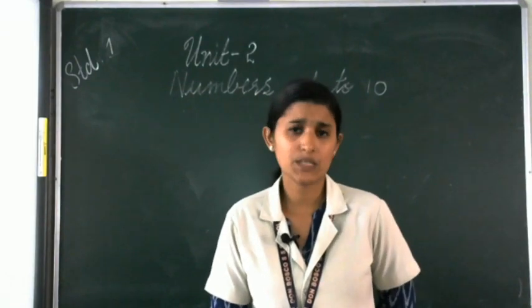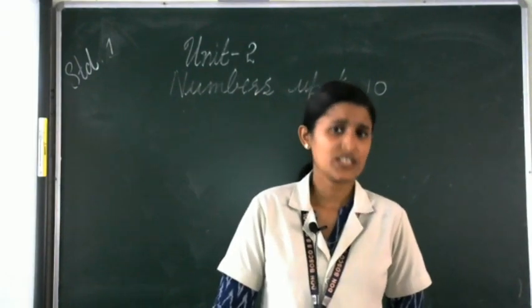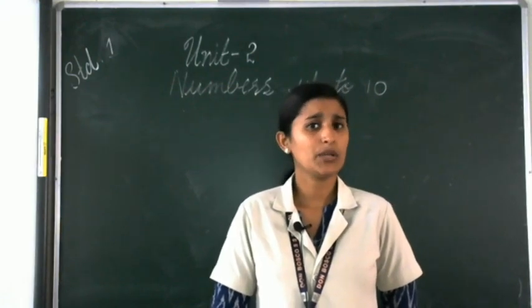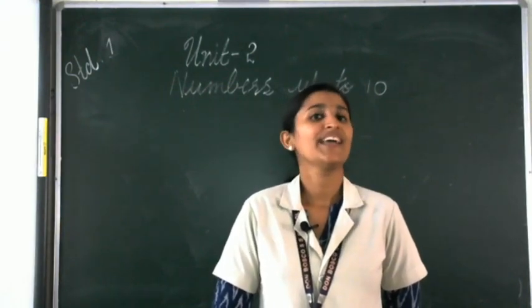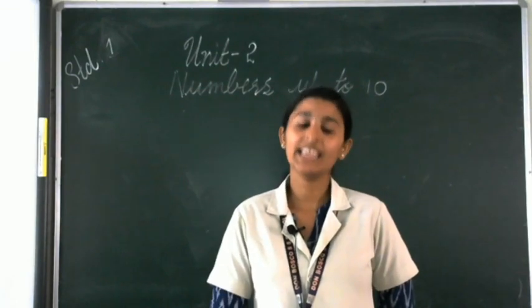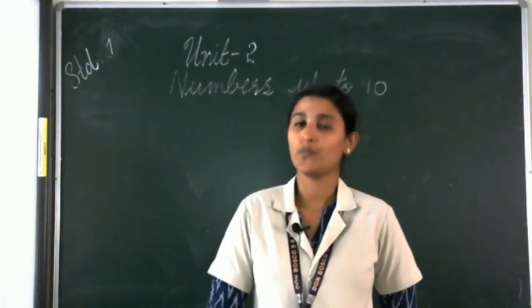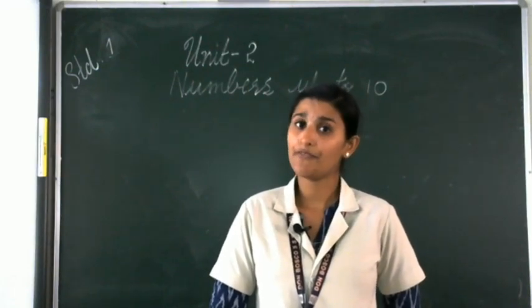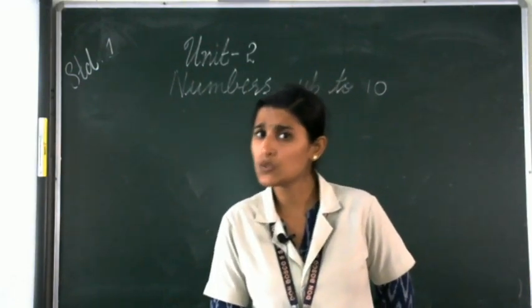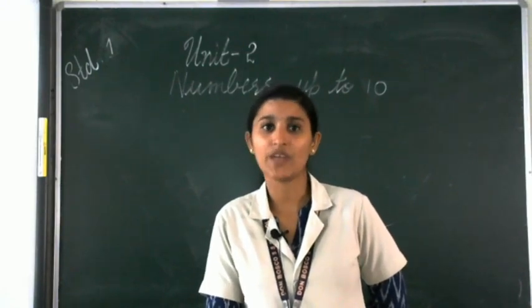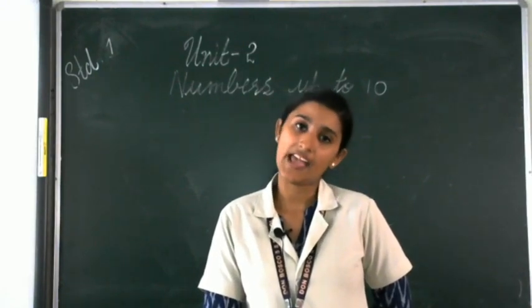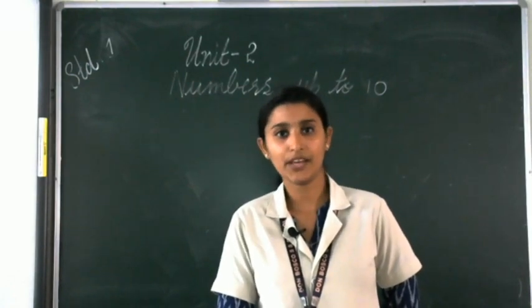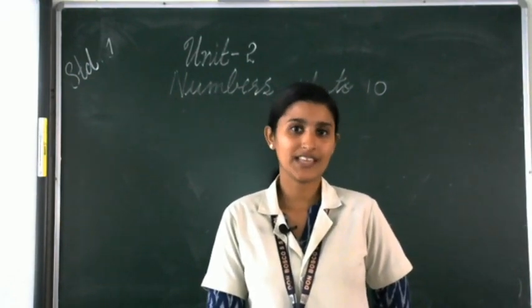Can you tell me the spelling of 2? Is it T-W-O or T-O-W? Which one is the correct one? Very good. T-W-O, 2. What is the spelling of 5? Is it F-I-V-E or F-E-V-E? Which one is the correct spelling? Yes, very good. It is F-I-V-E, 5. Very good. You remember all those things.